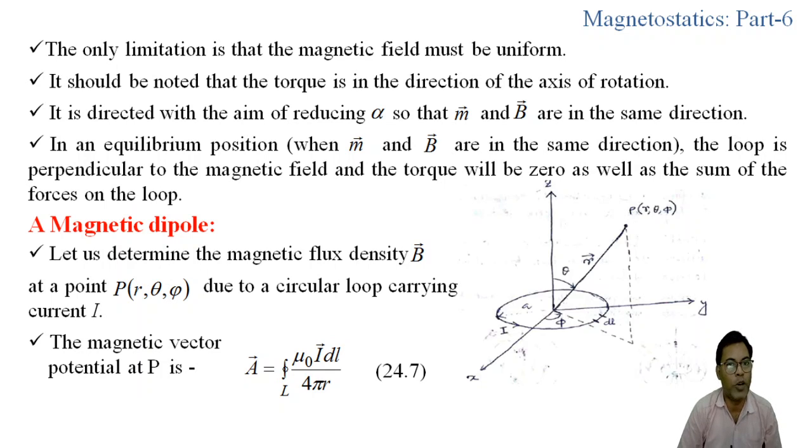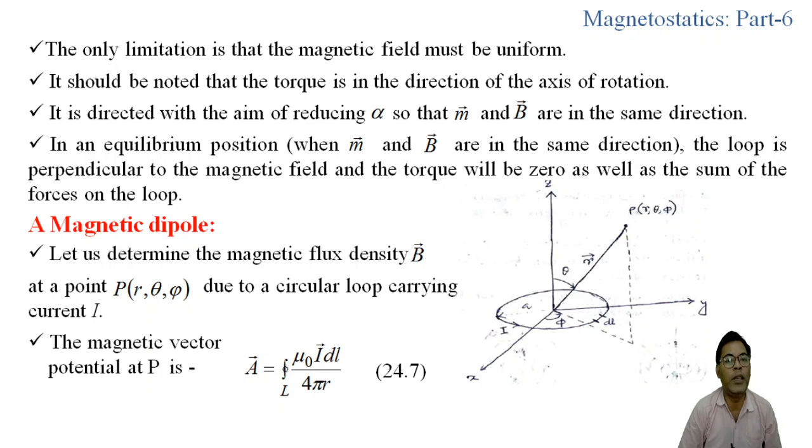So this calculation is valid only when the magnetic field is uniform, and it should also be noted that the torque is in the direction of the axis of rotation, which we have seen in the diagram, and it is directed with the aim of reducing alpha, so that M, the magnetic dipole moment, and B are in the same direction.